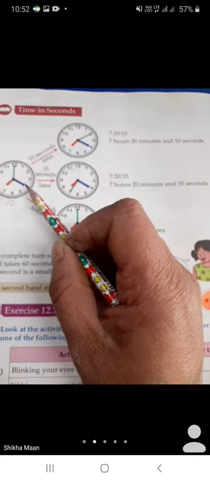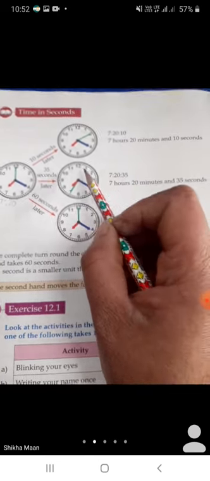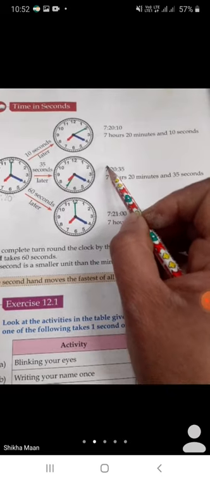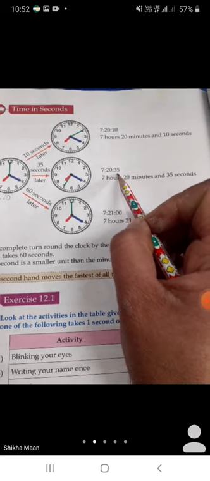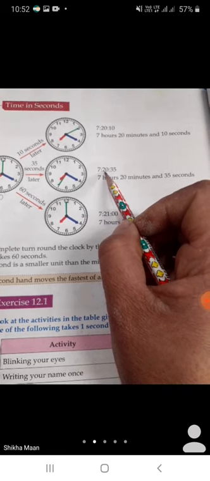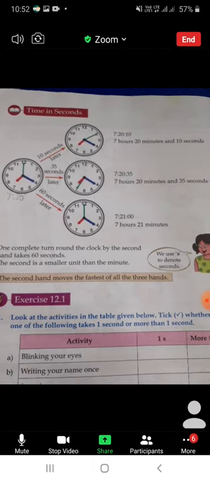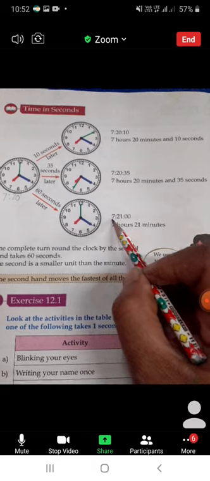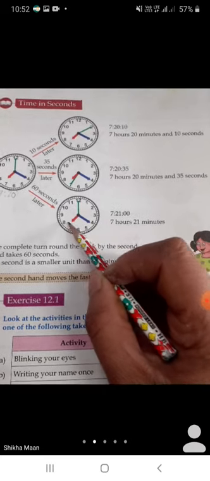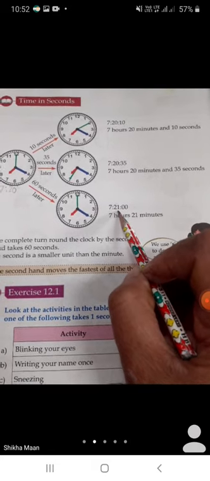Now again in this clock, from here it will come after 35 seconds. So we will calculate till here because here it will be 35. So the time will be 7 hours, 20 minutes, 35 seconds. The hour and the minute have not changed because it has not completed one round. One round complete nahi kiya hai. That's why we have not changed the time. After it completes one round after 60 seconds, the time will be 7 hours and 21 minutes.